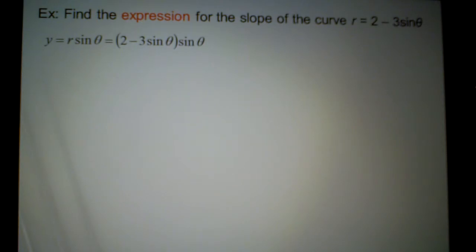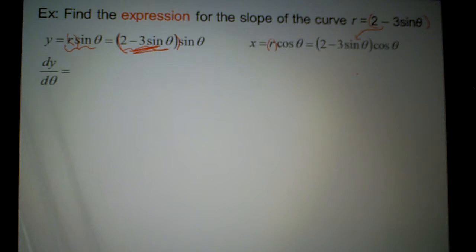But if you forget the formula, you do have to remember y is defined as r sine theta. So here's r, r sine theta. What is x defined as? x is r times cosine theta.